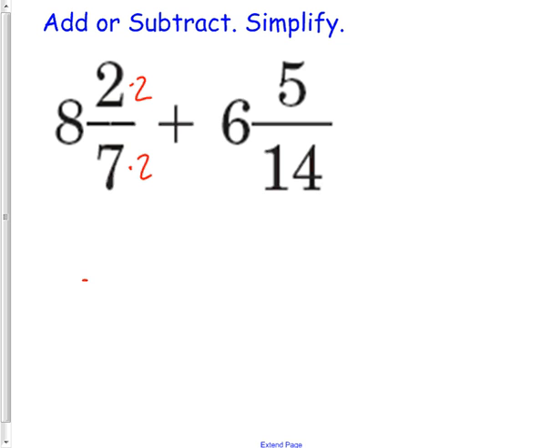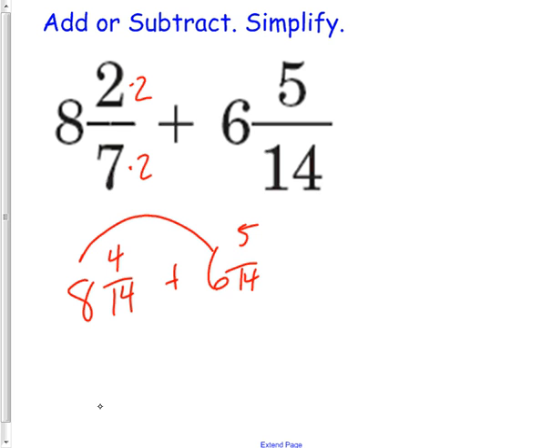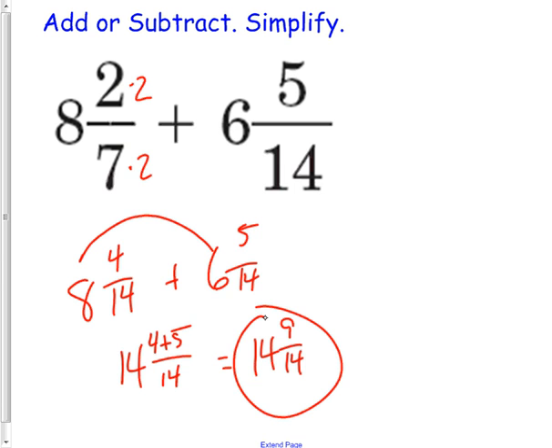So let's rewrite this. So let's go 8 and we get 4/14 plus 6 and 5/14. And now I can add my whole numbers to get 14, and then I'm going to add my numerators as 4 plus 5 all over 14, and that's going to give me 14 and 9/14. I can't simplify that any further, so that's actually going to be my final answer.